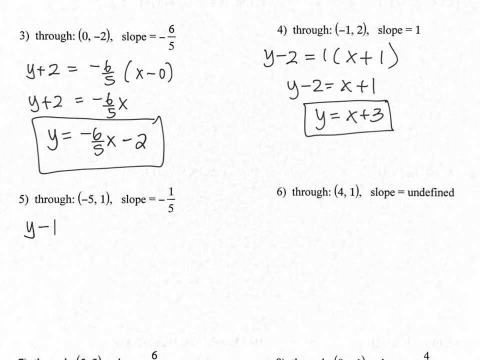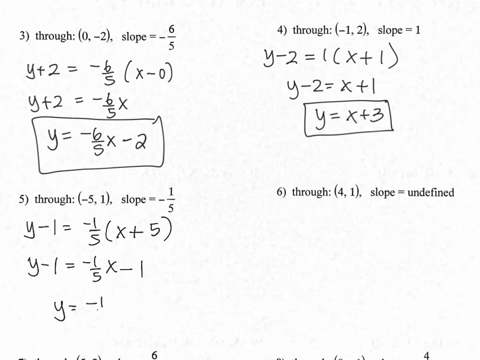Y minus 1 equals the slope, which was negative 1/5, times x minus a negative 5. Now we do distributive property to clean that up. Let's see, that would be minus 1. And then we add 1. And if I add 1, notice that goes to 0. So you don't have to put the plus 0. You can leave it as just y equals negative 1/5 x.